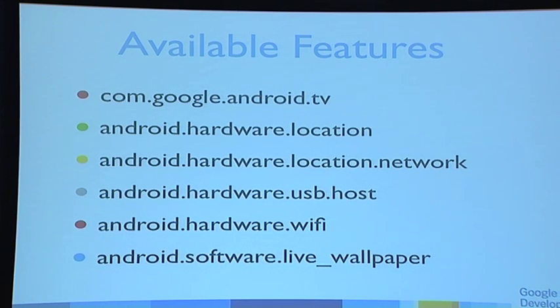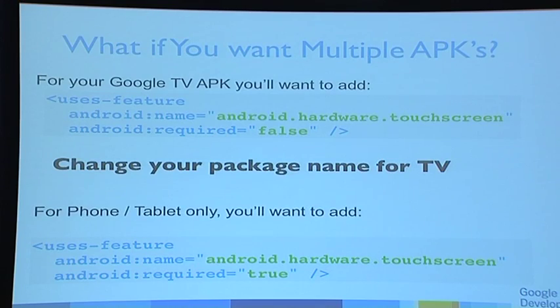So here's a full list of all the features which are available. And as you see, it's the TV feature, location network, USB host, Wi-Fi, and live wallpaper. So if you want multiple APKs, you also have to change the package name, by the way, and then on your phone application, you will want to add the touchscreen requires equals true. So in this scenario, you would show up with a TV application which does not require the touchscreen, and your other application would require the touchscreen.